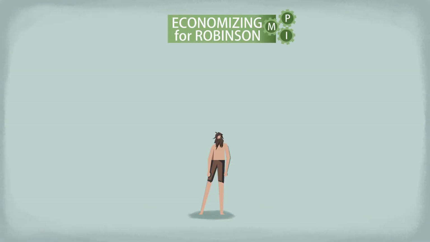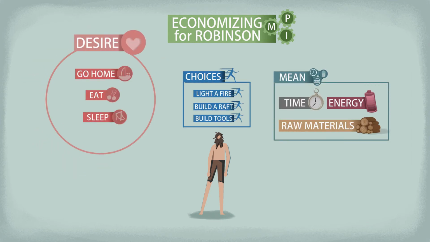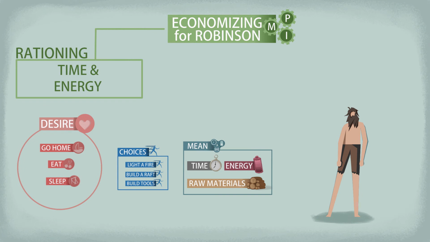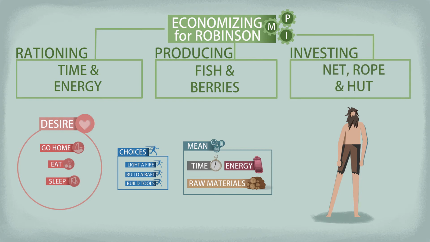First, he prioritizes his desires, then ranks his resources and options. He's rationing his existing means, saving what he can and consuming only what he must. He's also working on getting more means by fishing or collecting berries. And he can also invest into producing better tools which could improve his life in the future, like the fishing net or the shelter. The better he economizes, the longer he can stay alive, and the bigger his chances are that one day he can return to civilization.